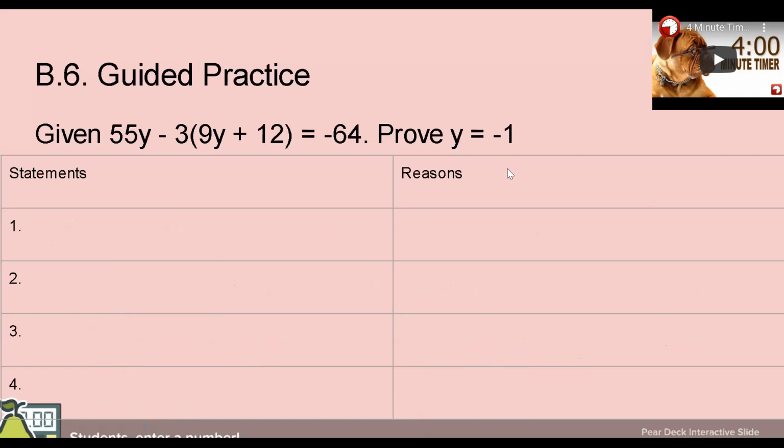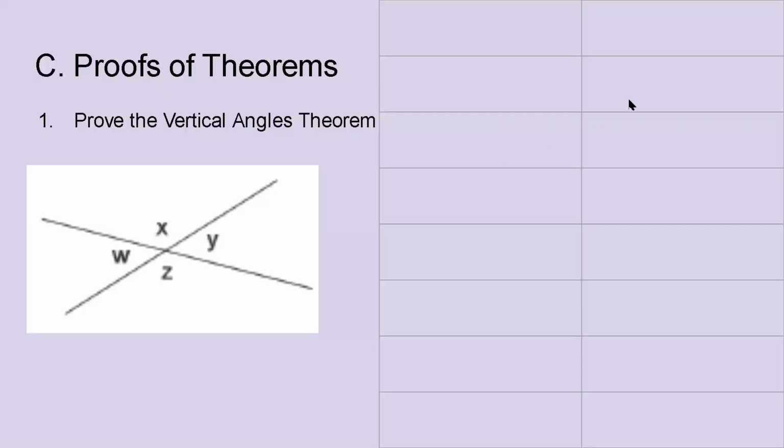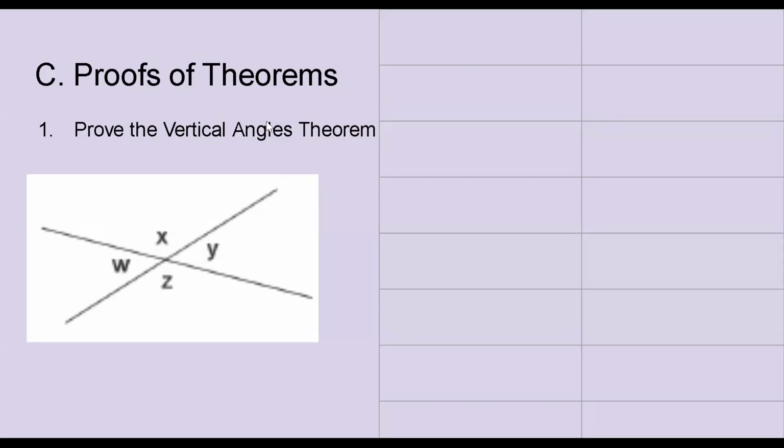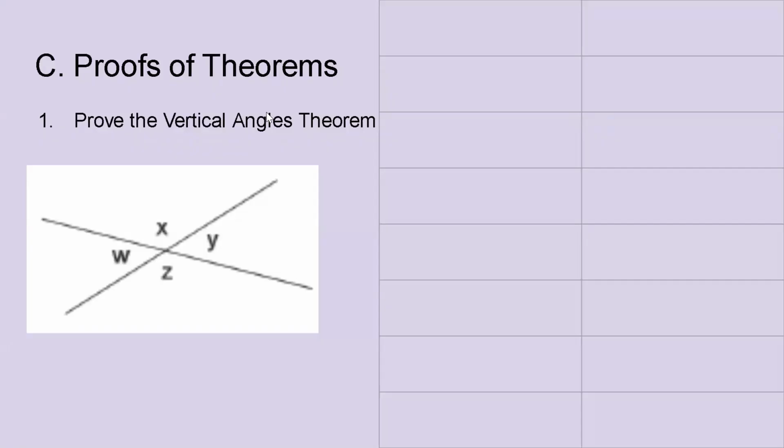All right, the next thing that we're going to do is we're going to go over two other examples that have us prove not algebraic, but instead we're going to prove geometric theorems that we have had in class.